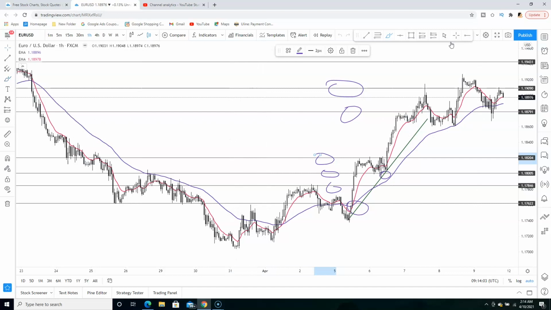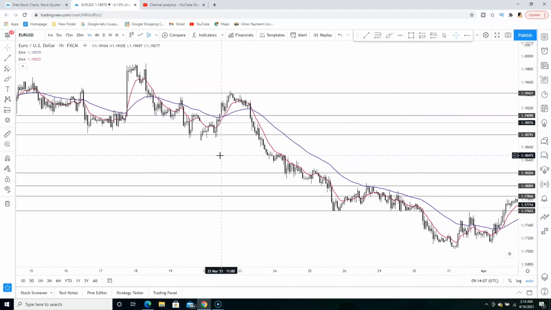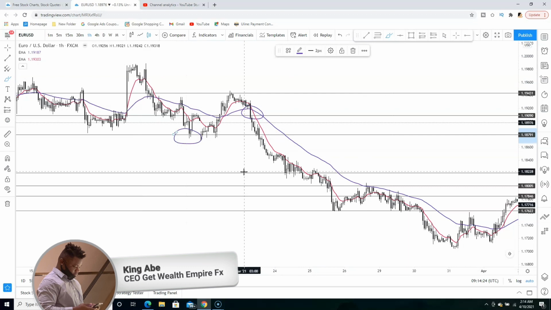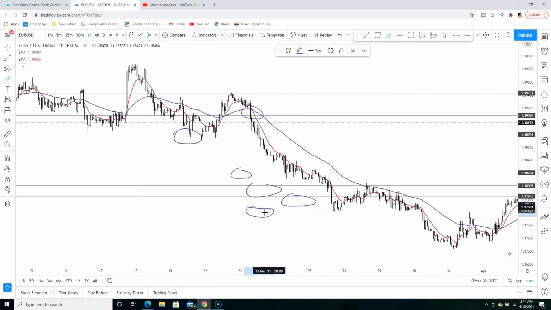Now if we take a look at the sell trade, let's take a look at this one right over here. We have our zones drawn out already. We wait for this cross. We see this cross right over here. Now we have to make sure that price closes below the support zone right over here, and then we have our TP1 here, TP2 here, TP3 here, and we have a TP4 right over here.